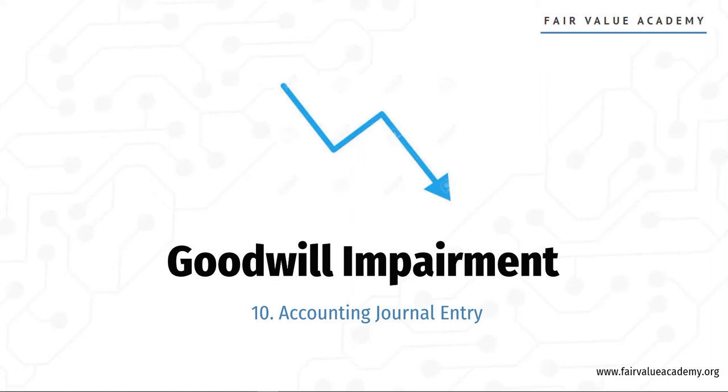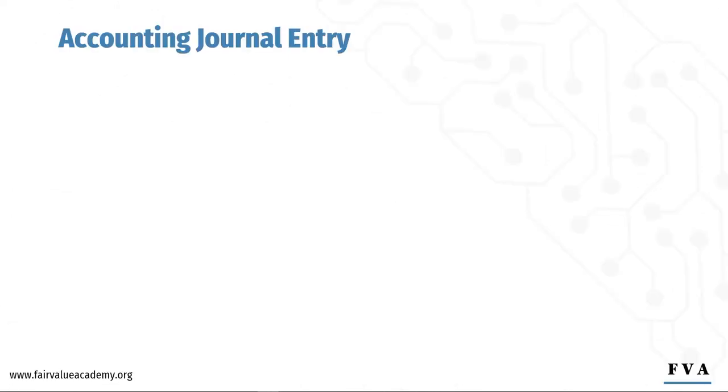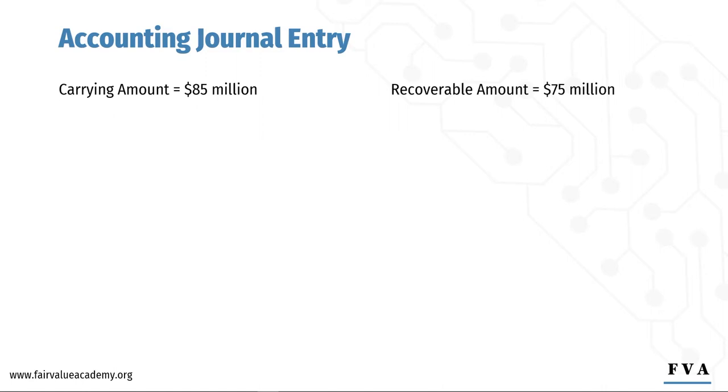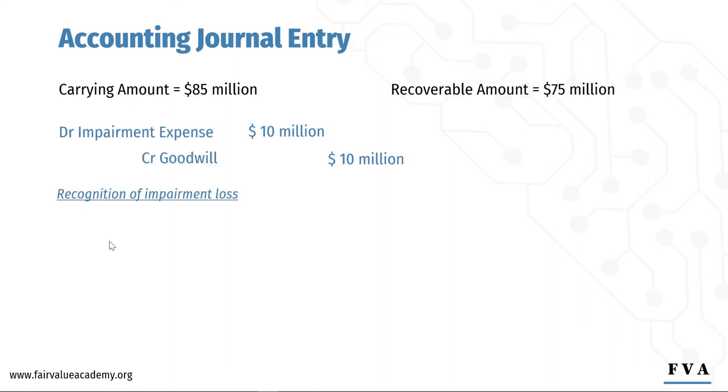In this session, we will cover the accounting journal entry and also explain a bit more on the sequence of allocating the impairment loss in certain circumstances. This is best illustrated through an example. If the carrying amount exceeds the recoverable amount by 10 million, then we have an impairment loss of 10 million. The journal entry is straightforward. Debit impairment loss 10 million, credit goodwill 10 million.